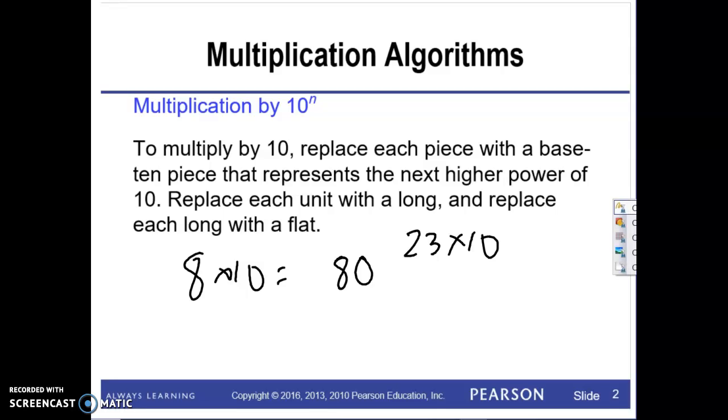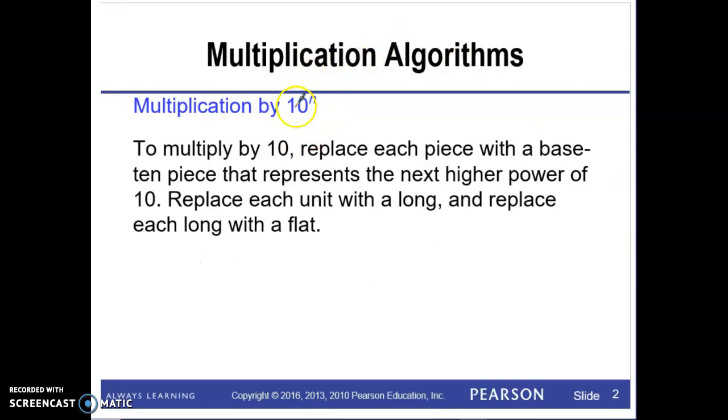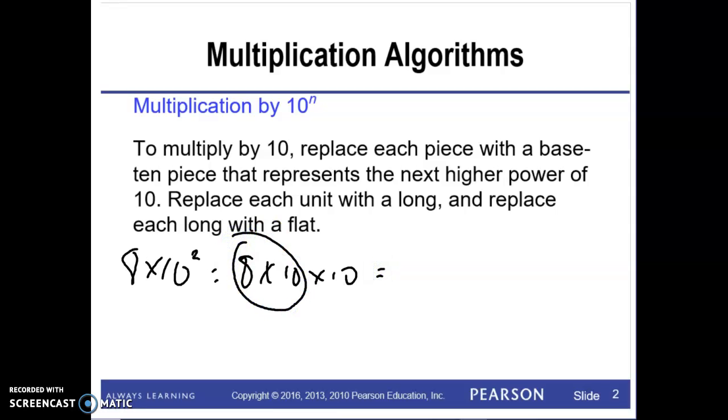So let's see what happens when I multiply, because this says 10 to the n power. So what if I multiply by 10 squared? All right, well, we know that 10 squared is 10 times 10. All right, well, we just said if you multiply by 10, you're going to shift over a place value. So that 8 times 10, the 8 is going to move from the ones place into the tens place. Well, now I'm just multiplying by 10 again. So I'm going to shift my 8 now from the tens place over to the hundreds place.